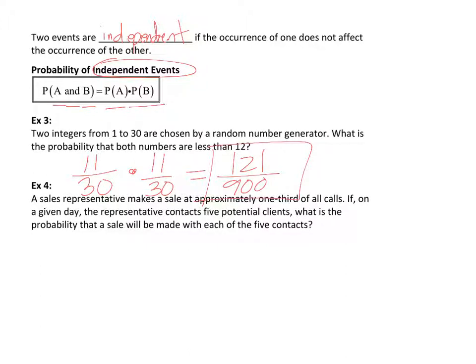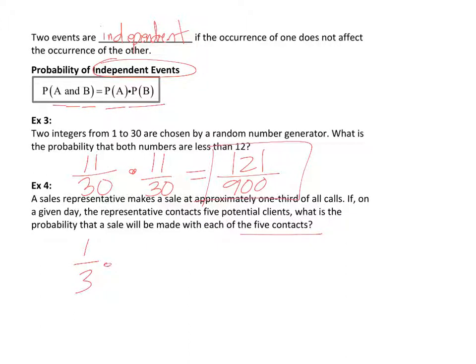All right, example 4. A sales rep makes a sale at approximately 1/3 of all calls. If on a given day the representative contacts 5 potential clients, what is the probability that a sale will be made with each of the 5 contacts? All right, he contacts one client. What's the probability that he makes a sale?